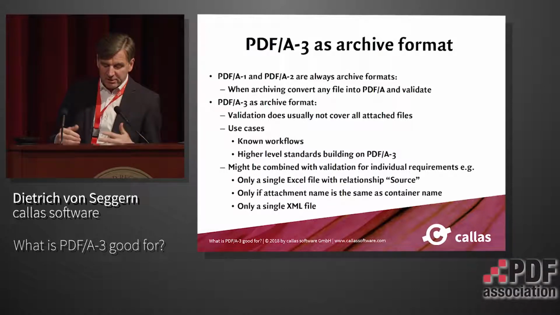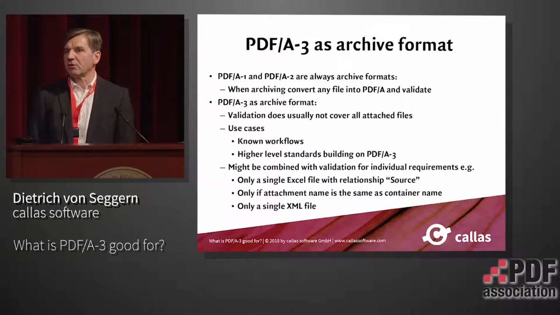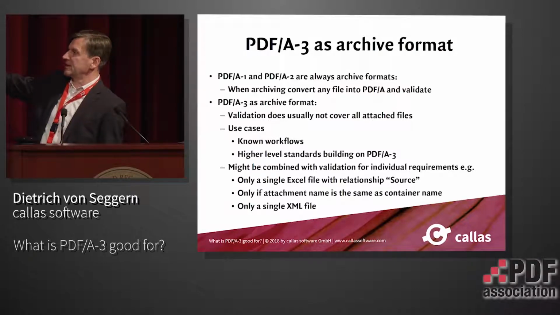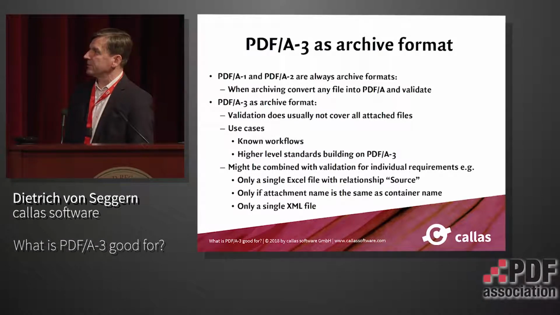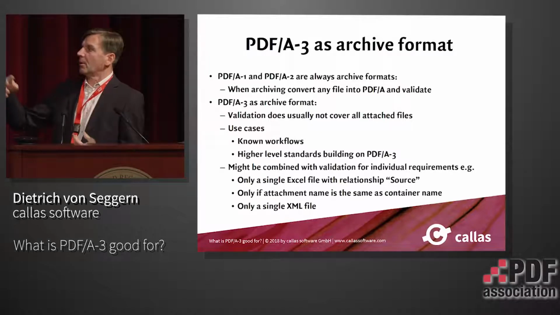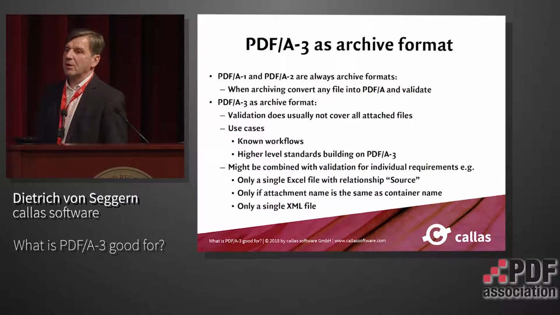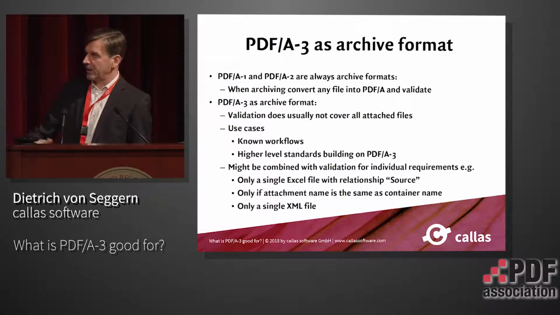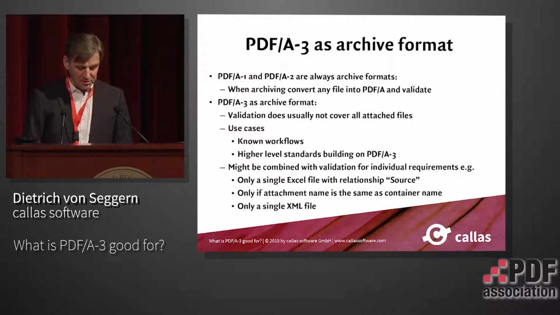And from an archivist standpoint, what you might also want to do, but this is just an indication of what you're doing here, you can specify individual requirements. So you may say, okay, in my archive, I only allow PDF A3 files that have a single file attached, and that has to be an Excel spreadsheet, and the relationship needs to be source. Or similar for an XML file, or where the file name of the attachment is the same as the PDF file name, or whatever. So you can specify those rules, and there are tools for archives that can be used to validate that too.